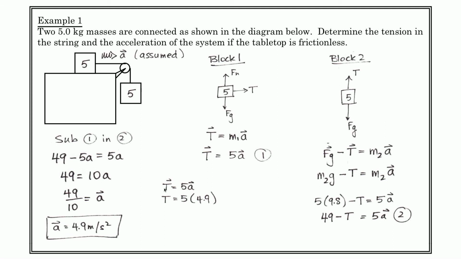To solve for the tension, we go back to equation 1 and we simply sub in the value for acceleration that we received. This is back substitution, and we find that the tension in the string is 24.5 newtons. Rounding to two significant figures, we get tension equals 25 newtons. And this, in general, is how we proceed with these types of problems.